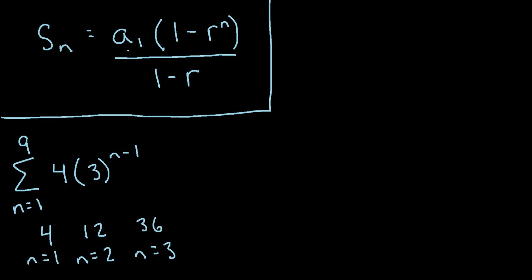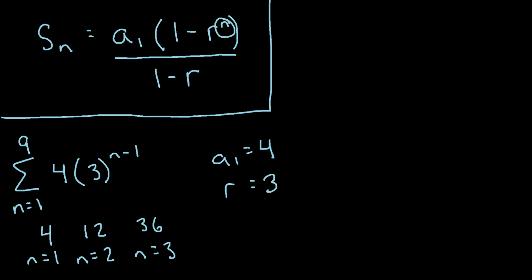Okay, so to use this formula, we need to know the first number in the series, a1. Well, we can see that's 4. So let's write that right here. a1 is equal to 4. We also need to know what's the common ratio between the values, so r. The way we find that is just pick any number in the series and divide it by the previous number. So let's pick a 12. If we divide that by 4, 12 divided by 4 is 3. Or even if we pick this number, 36, and we divide it by the previous number of 12, 36 divided by 12 is 3. So that's how we can find the common ratio.